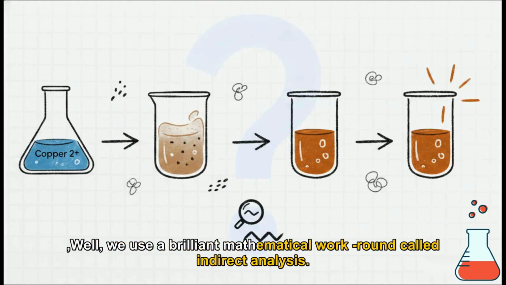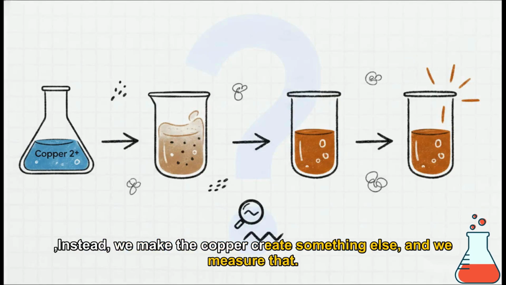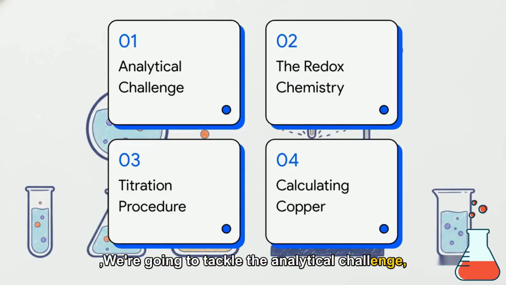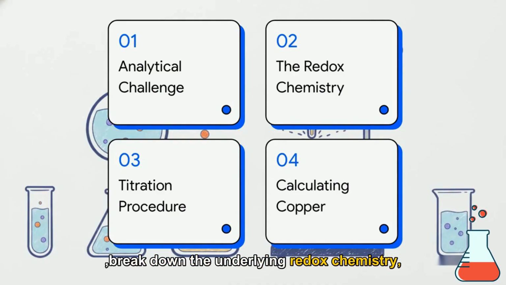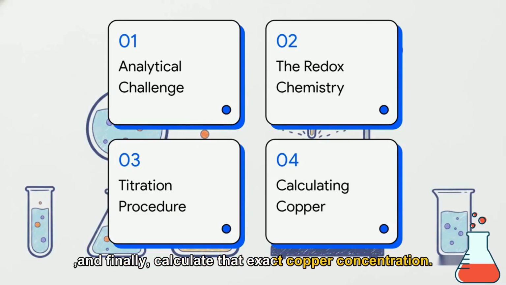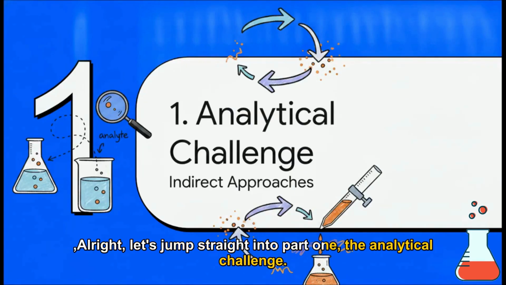Well, we use a brilliant mathematical workaround called indirect analysis. We don't actually measure the copper directly. Instead, we make the copper create something else, and we measure that. So, here is our lab-to-ledger roadmap for today. We're going to tackle the analytical challenge, break down the underlying redox chemistry, walk through the actual physical titration procedure, and finally, calculate that exact copper concentration. All right, let's jump straight into part 1, the analytical challenge.